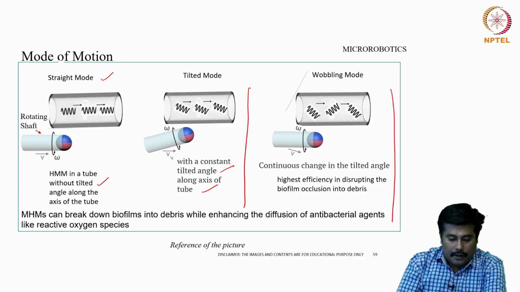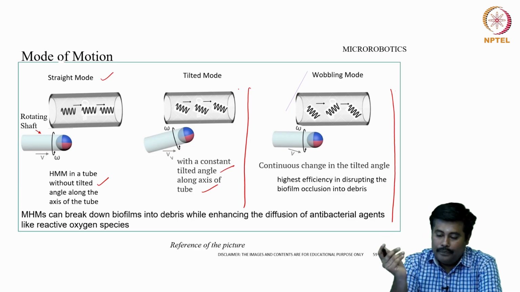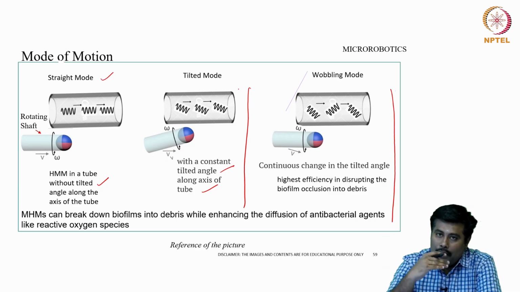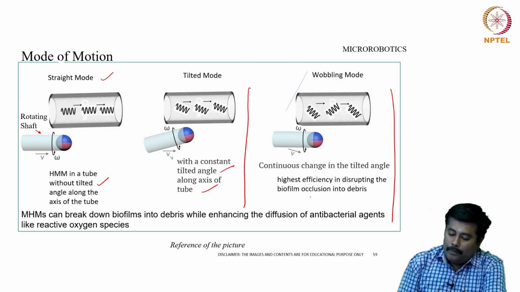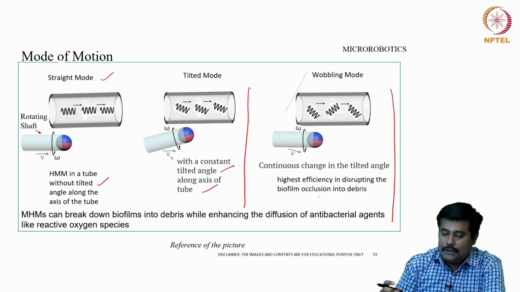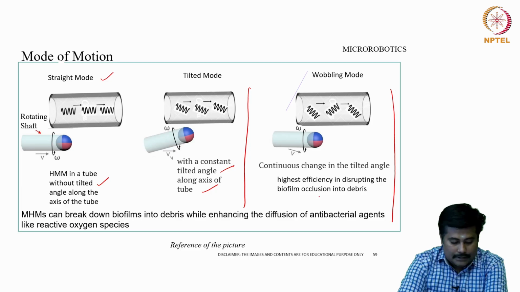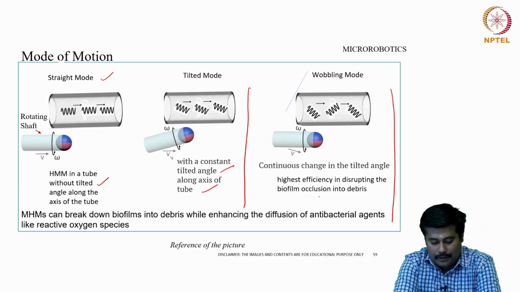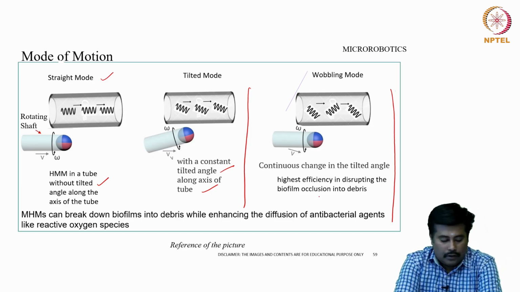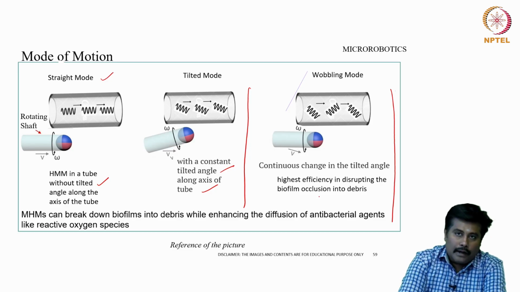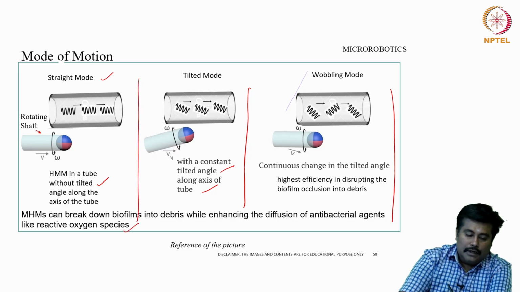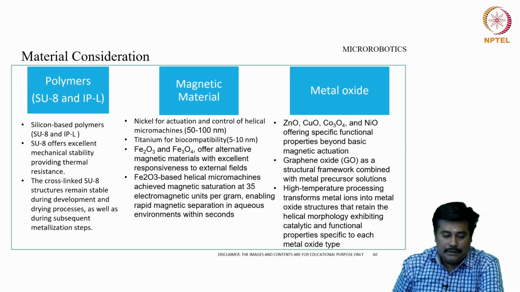Next is the tilted mode. In the tilted mode, it is kept at a particular constant tilt angle along the axis of the tube. In the wobbling mode, there is a continuous change in the tilted angle. When there is a continuous change in the tilted angle, we get the highest efficiency in disrupting the biofilms and occlusion into debris. In this case, it can break down the biofilm into debris while enhancing the diffusion of antibacterial agents like reactive oxygen species. These are the different modes of motion.